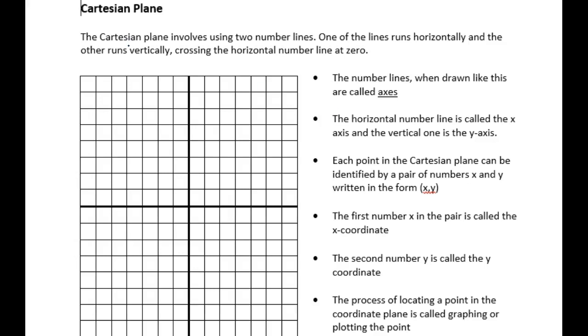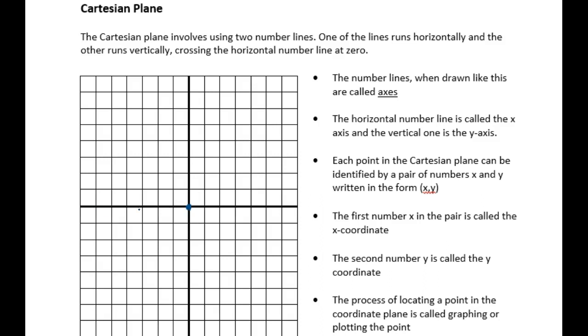When creating graphical models out of equations, it's important to remember what the Cartesian plane is and how to graph on it. The Cartesian plane involves using two number lines. One of the lines runs horizontally and the other vertically, and they cross at 0 on the horizontal number line. This is what we call the origin, right in the middle at 0.